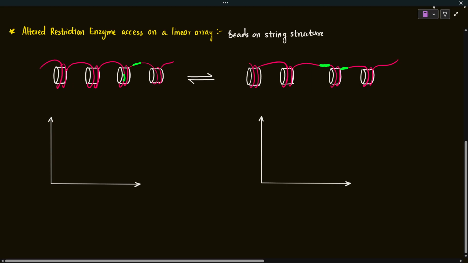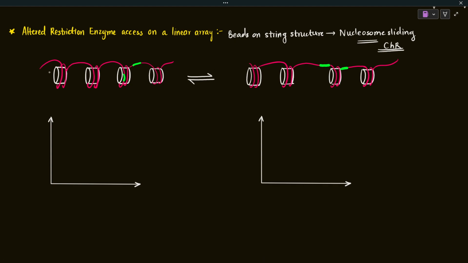This beads on string structure is capable of nucleosome sliding as well as nucleosome ejection, eviction, all those things. This can be done with the help of chromatin remodelers. We have already learned about this in the previous video lectures. So this is the linear model, the beads on the string chromatin structure.